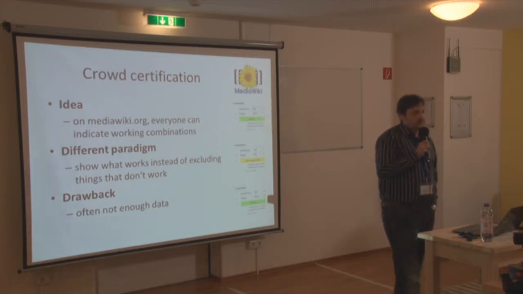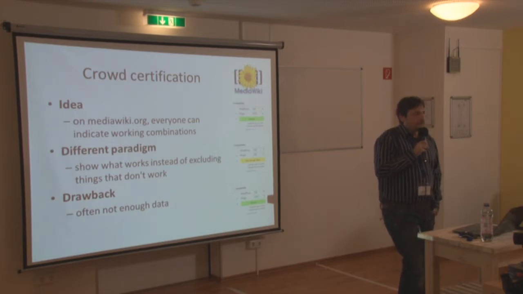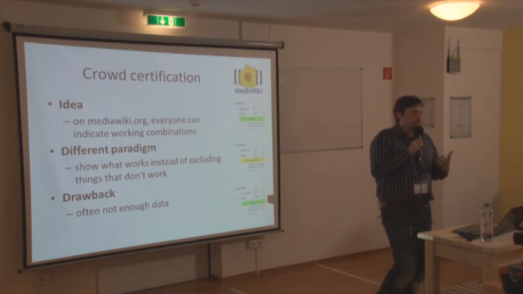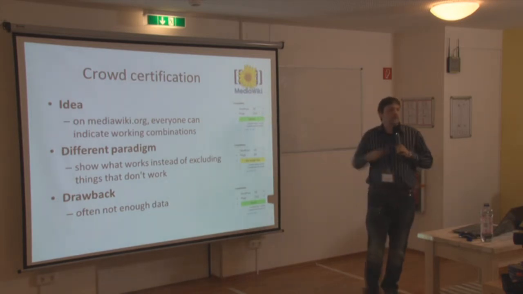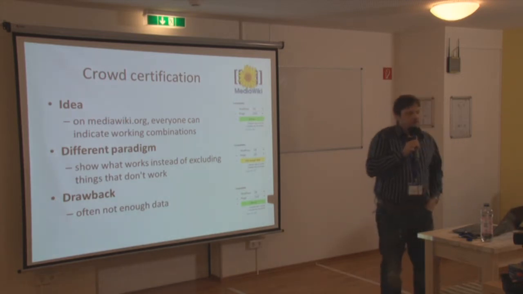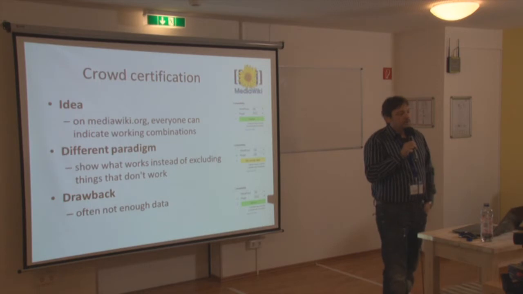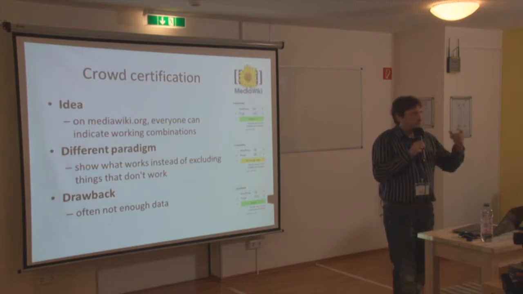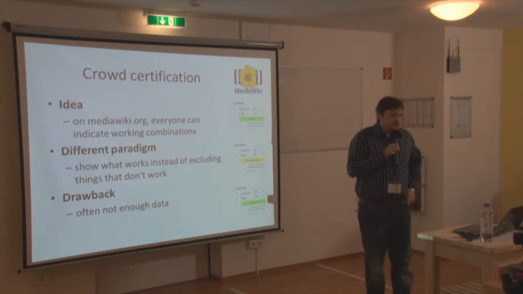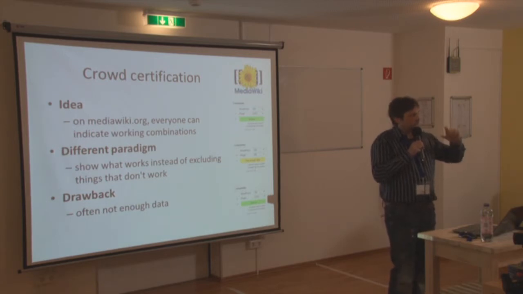So one idea, if you look around and look at what other pieces of software are doing, is to do some kind of crowd certification. The idea is that on MediaWiki.org, on the extension page, everyone can indicate working combinations. You can see here, these are screenshots taken from WordPress. They do it that way. There you can say, okay, I'm using WordPress version 3.6, for example, and which plugin version works. The paradigm here is that not the extension developer declares what's working, but actual users are contributing to this, and they say, okay, this combination works for me.